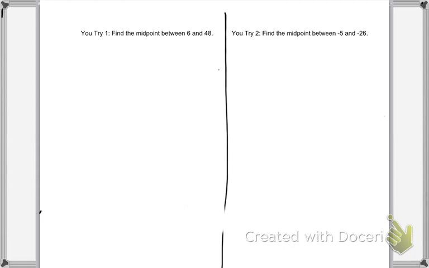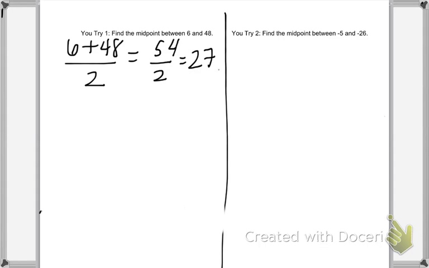To find the midpoint between 6 and 48, we're going to add our numbers, 6 plus 48, and then divide by 2. 6 plus 48 is 54. 54 divided by 2 is 27. So, our midpoint is 27. That one you would not want to draw a number line, because would you want to draw all the way out to 48 little tiny tick marks? I know I wouldn't. Alright, you try to find the midpoint between -5 and -26.